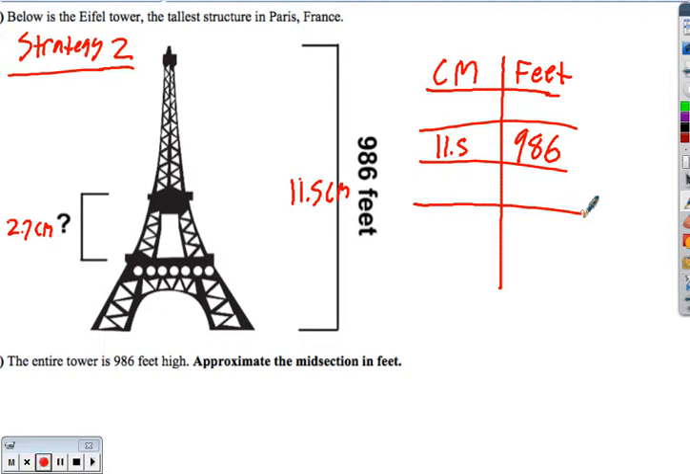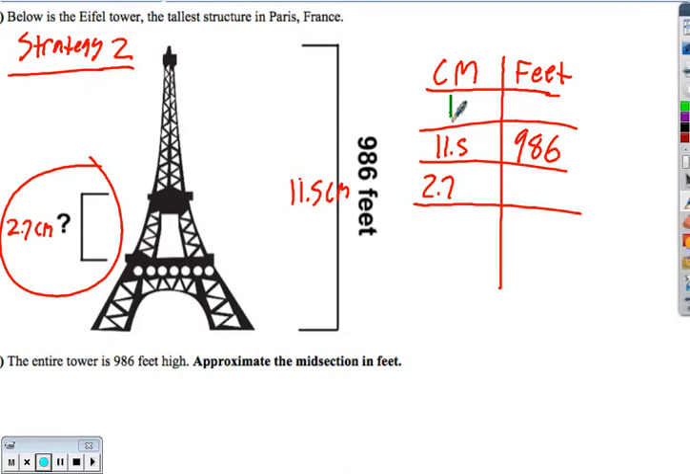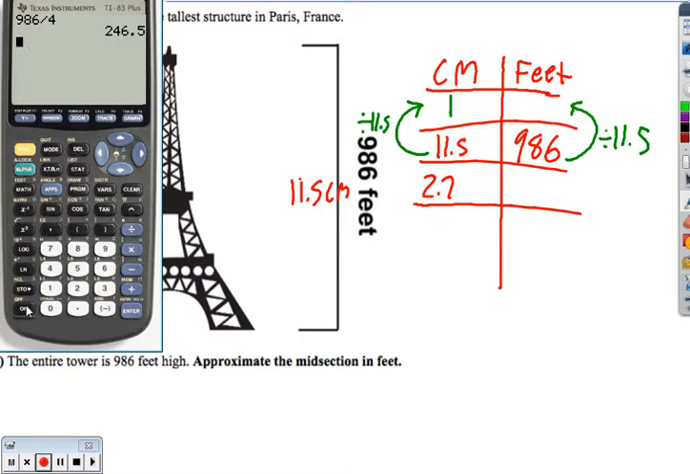The question we're being asked is, how many feet is 2.7 centimeters? The way we would do this is by going back to the unit value, because if we could figure out how many feet 1 centimeter is, then we could easily figure out how many feet any amount of centimeters are. So using what we know, to get 1, you would divide 11.5 by itself. Similarly, it'd be 986 divided by 11.5.